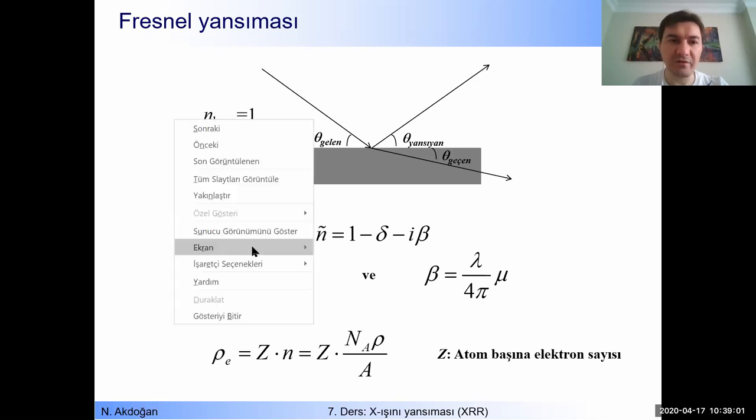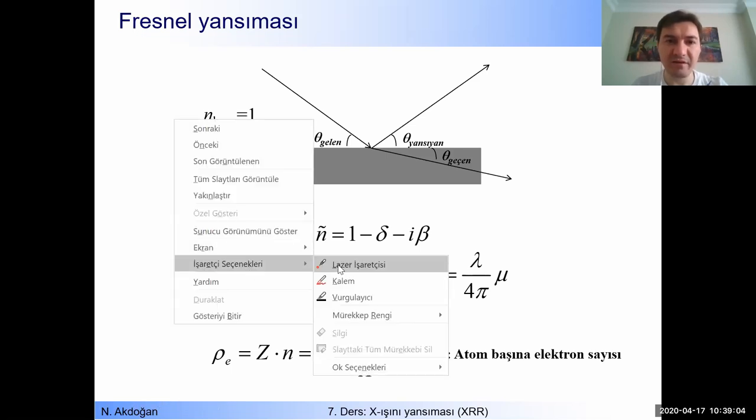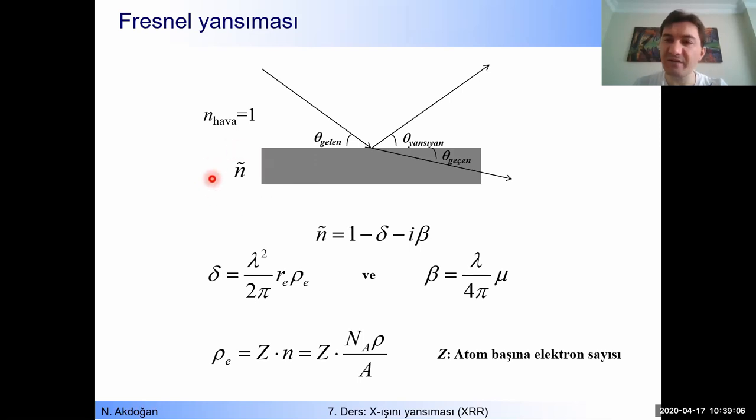What do you see here? We have a material with a certain refractive index. We have already discussed this in the previous lectures. The refractive index of the material is given by n = 1 - delta - i beta. This delta is responsible for the scattering mechanism within the material, and beta is responsible for the absorption mechanism. Actually, the imaginary part is responsible for the absorption.